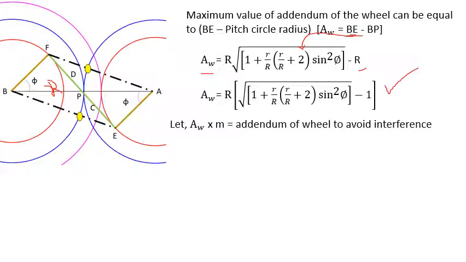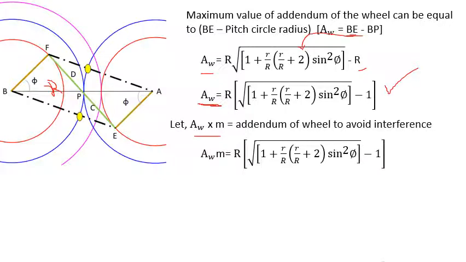Then the addendum should be multiplied with the module. The addendum of the wheel should be multiplied with the module in order to avoid the interference. That's why here we have the addendum alone, right? So we have to multiply the module. So the above equation becomes addendum of the wheel multiplied by the module, and the remaining terms we have to write as they are.